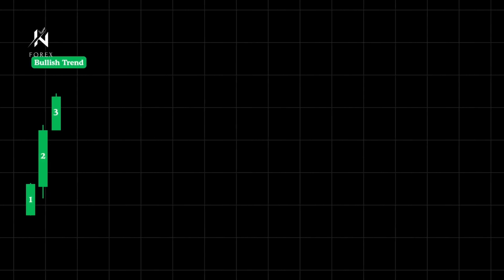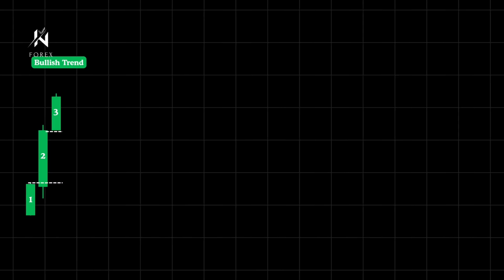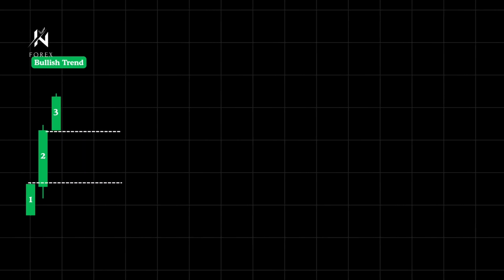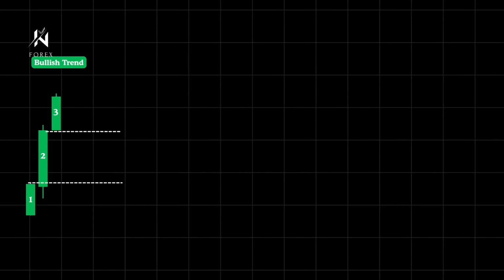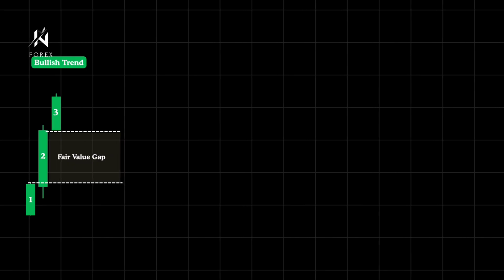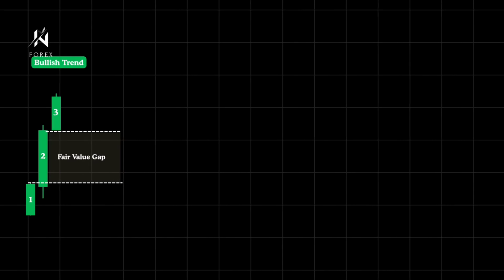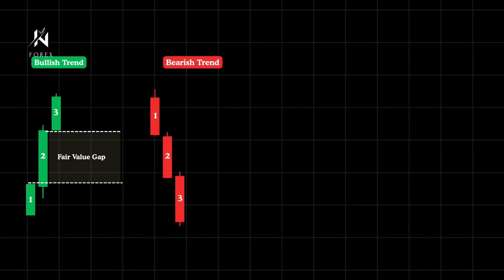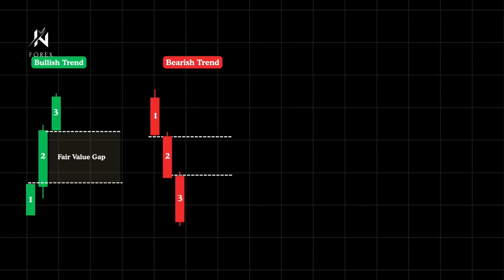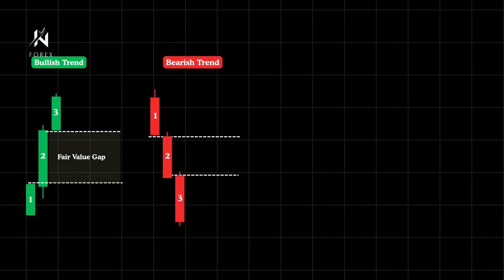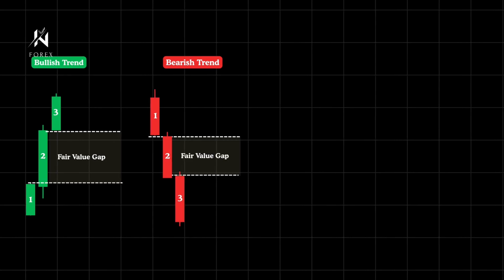If a candlestick pattern like this appears on a chart during an uptrend, we should mark 3 candles from bottom to top in such a way that if we place 2 lines, one near the closing of the first candle and another near the opening of the third candle, we will notice a visible gap. This gap is referred to as a price imbalance or a bullish fair value gap. Likewise, during a bearish trend, we draw lines at the closing of the first bearish candle and the opening of the third candle. Here too, a gap will emerge, and this is called a bearish fair value gap.